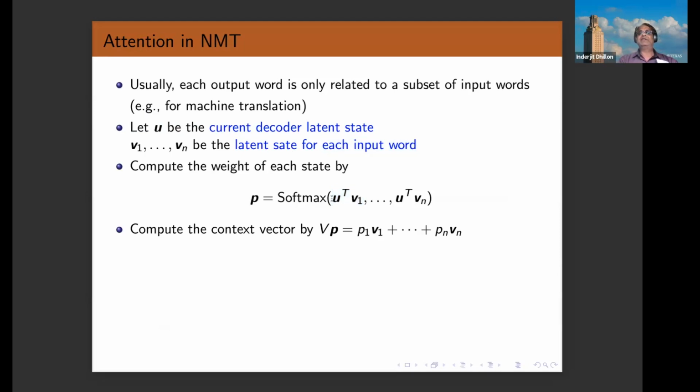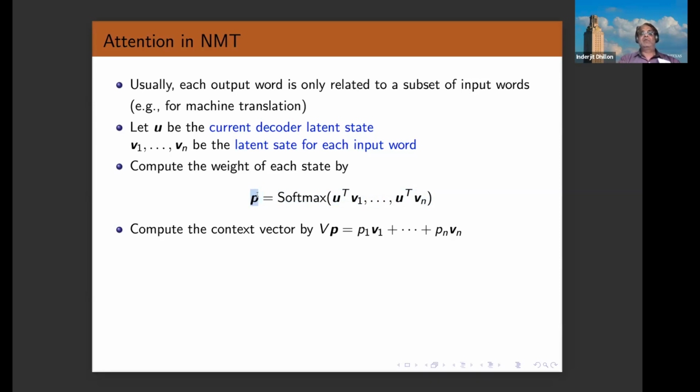You can think of this as paying attention to the first word. U transpose V2 would be attention to the second word, and so on. And then U transpose Vn will be the attention to the nth word in the sequence. Now you want to convert this vector to a probability distribution. Remember that this vector is of size n. You can take a softmax, and so you will get a probability vector. This probability vector will be non-negative in each of its components, and the values will sum to 1. That's why it's a probability vector.